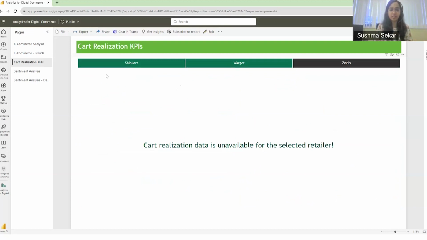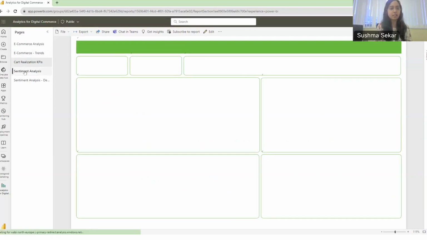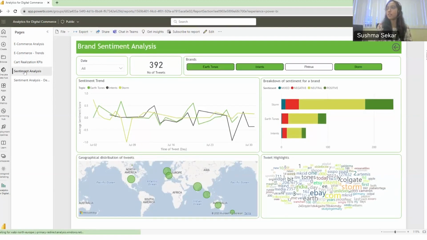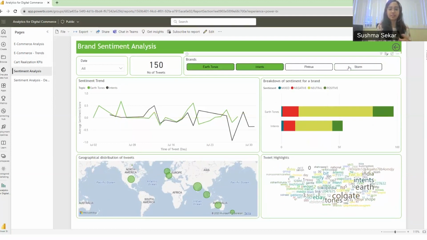We've looked at customer decision making. Let us now move on to brand awareness. So I've collected some data from Twitter about my brands. I've filtered for tweets with specific hashtags or having my brand names in the tweet text to run sentiment analysis and understand how users perceive my brand.